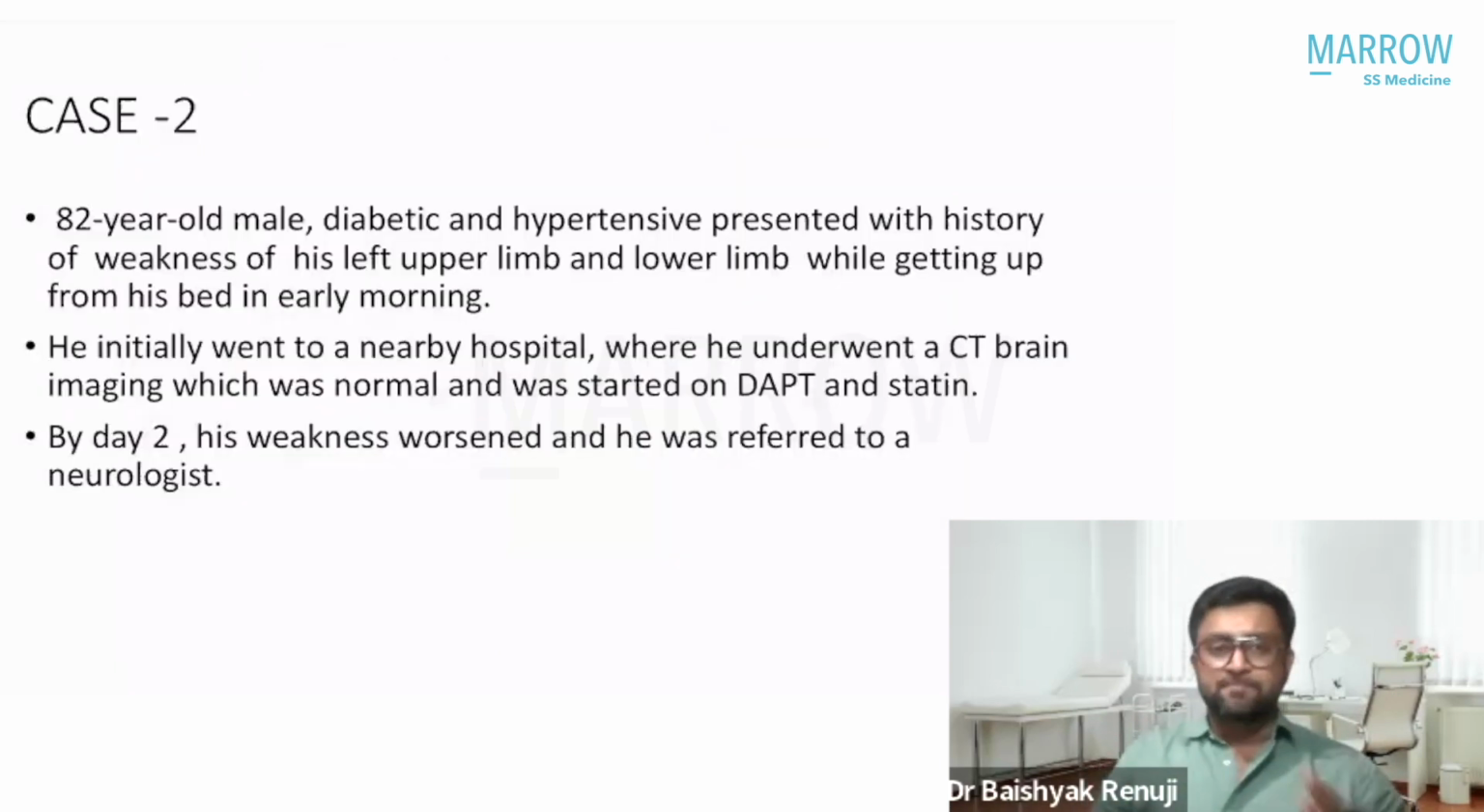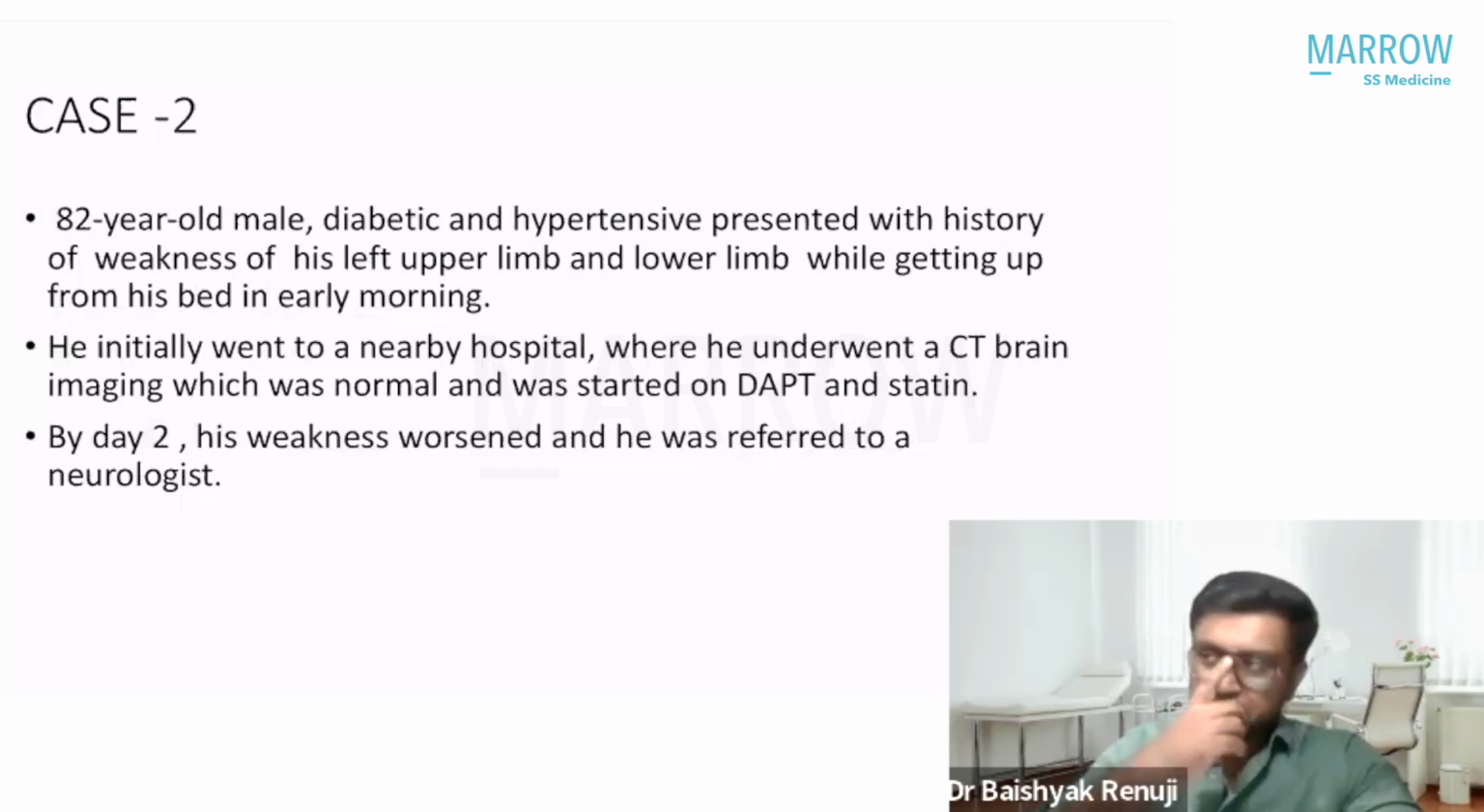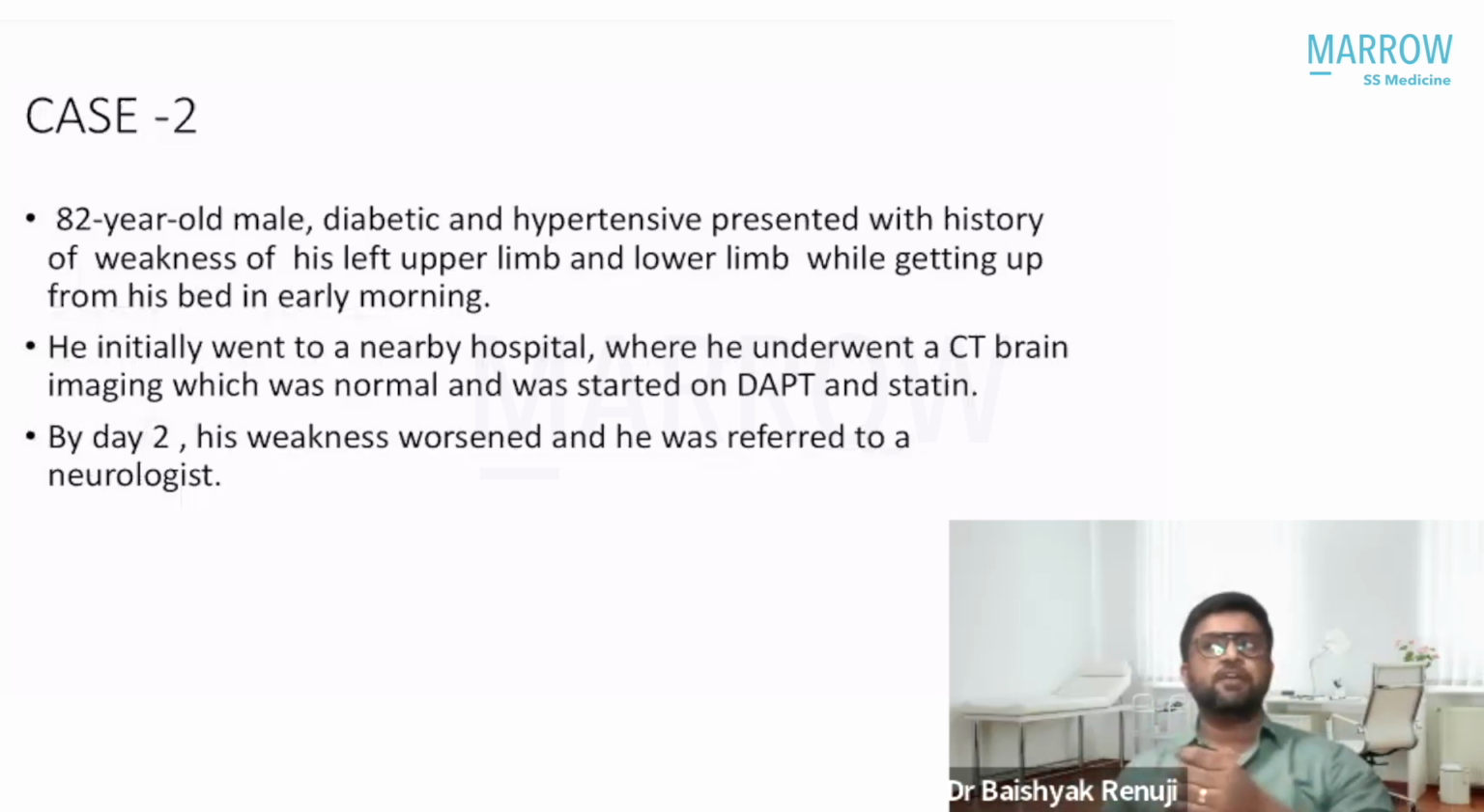So coming to the next case. This is actually an interesting case. 82-year-old male, diabetic and hypertensive. One more thing, in the last patient you saw the history of diabetes and smoking. A patient who is diabetic and a smoker tells you that there is a high likelihood he will have large vessel disease. That also is a large vessel, significant background.